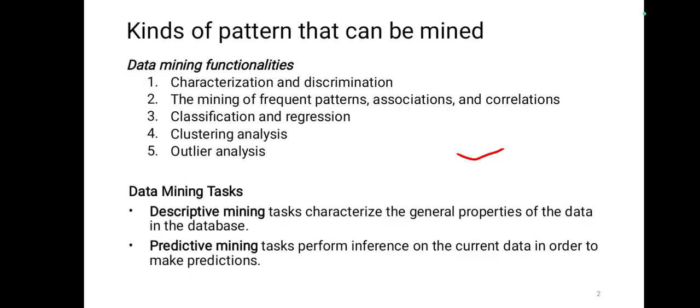As an example I gave in the previous lecture, if a particular person buys a mobile phone, he or she would like to buy an earphone or a tempered glass together. So buying one product along with another relates how they are frequently bought together. These are called frequent patterns. It's a very big topic and I will explain more in depth in future sessions. The third one is classification and regression.